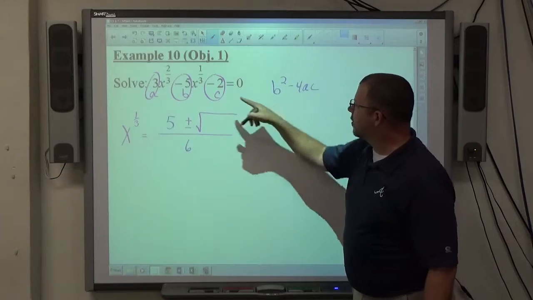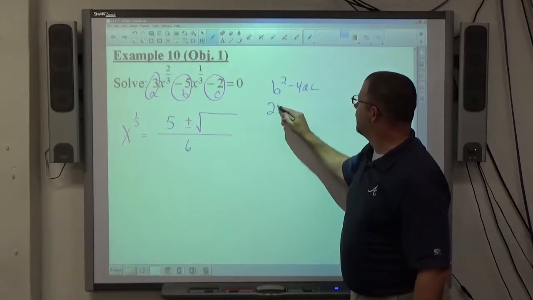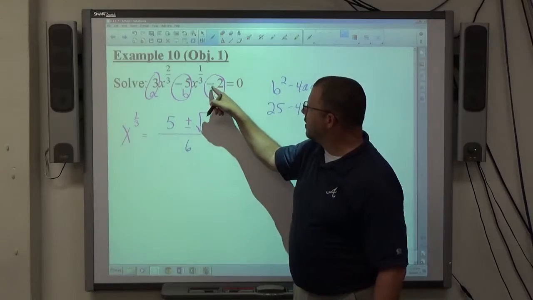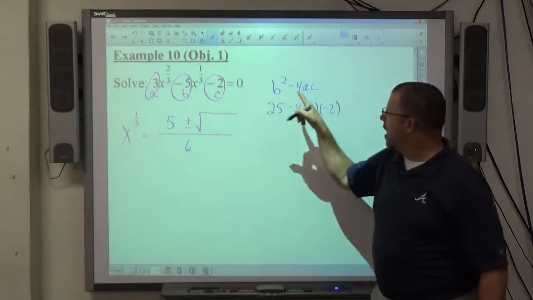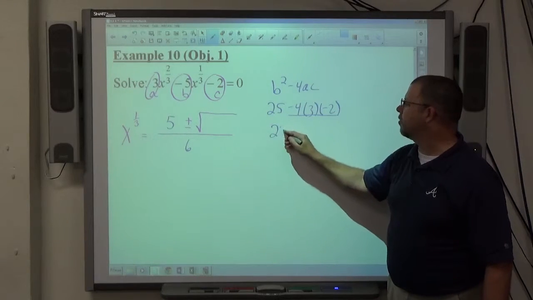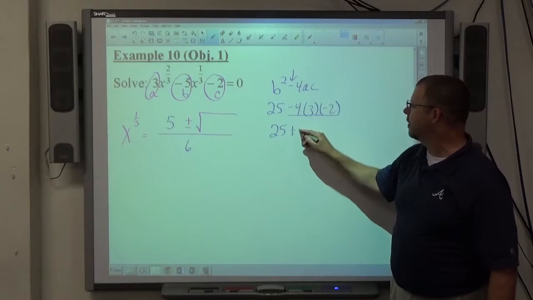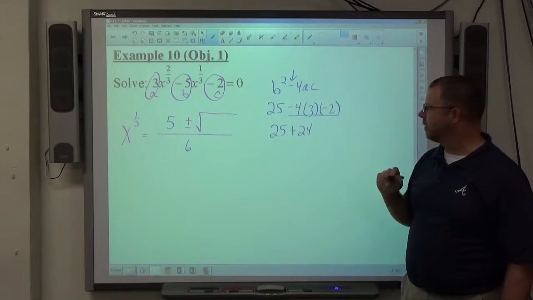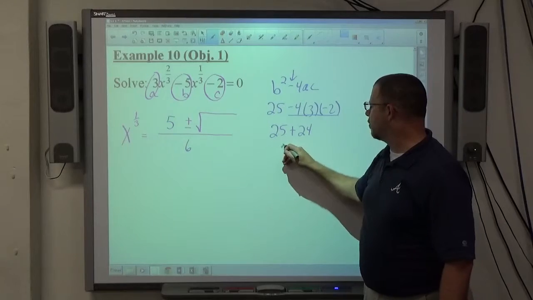And all I'm going to do there is get 5 times itself is 25. Minus 4 times 3 times -2. Be careful that c a lot of times is negative. And when c is negative and you do this product here, you end up getting 2 negatives there. So it changes from a minus to a plus. So it's always minus in the formula, but a negative can change it to a plus. 25 plus 24 is 49 again.